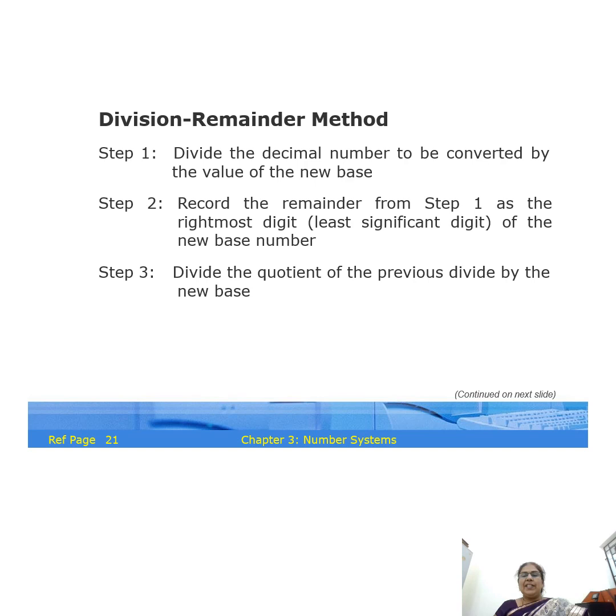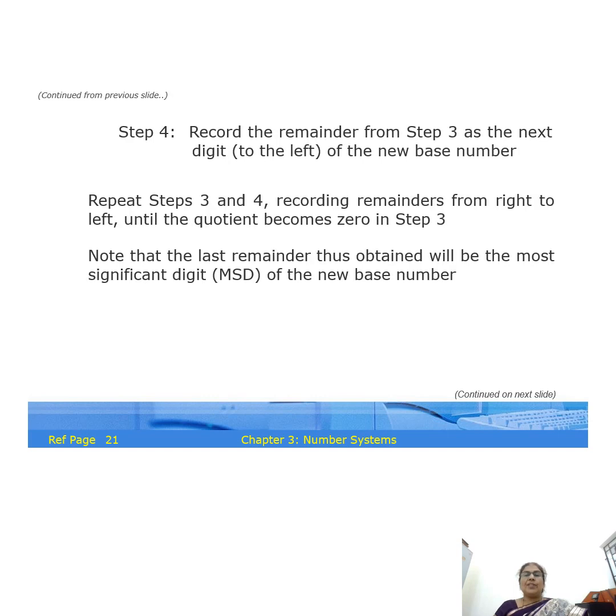Division remainder method. Divide the decimal number to be converted by the value of the new base. Record the remainder from step 1 as the rightmost digit, the least significant digit, of the new base number. Divide the quotient of the previous divide by the new base. Record the remainder from step 3 as the next digit to the left of the new base number. Repeat steps 3 and 4, recording remainders from right to left, until the quotient becomes 0 in step 3. The last remainder thus obtained will be the most significant digit, that is MSD, of the new base number.